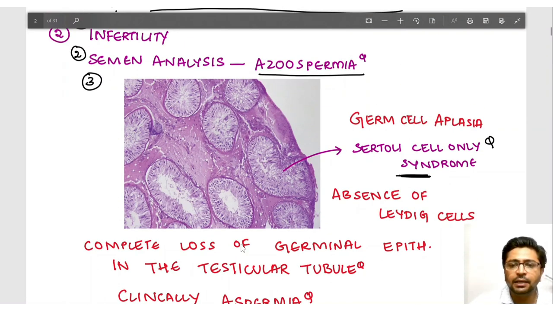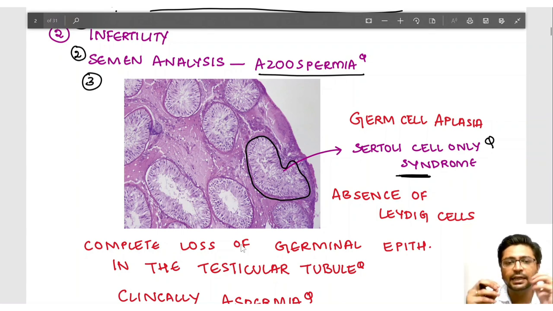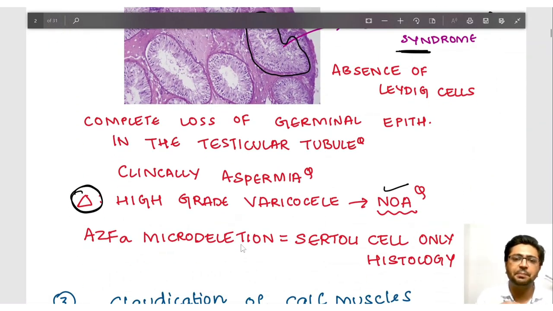In this condition, we can appreciate only the Sertoli cells, and there is complete absence of Leydig cells. So why does this happen? This is because there is a complete loss of germinal epithelium in the testicular tubule, and clinically it would present as aspermia. This condition is also referred to as germ cell aplasia, and this is classically seen in high grade varicocele. It is also referred to as non-obstructive azoospermia. And what is the underlying genetics here? It is microdeletion of AZFa, that is azoospermia factor A microdeletion, and this is classical with Sertoli cell only histology. Remember this aspect, Sertoli cell only histology.